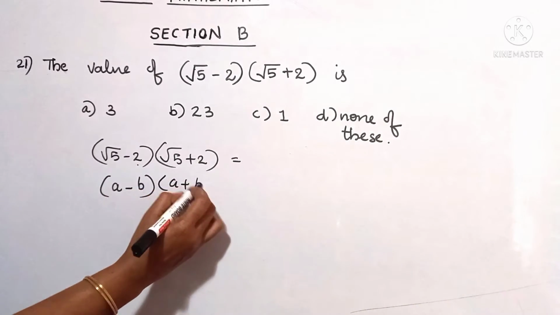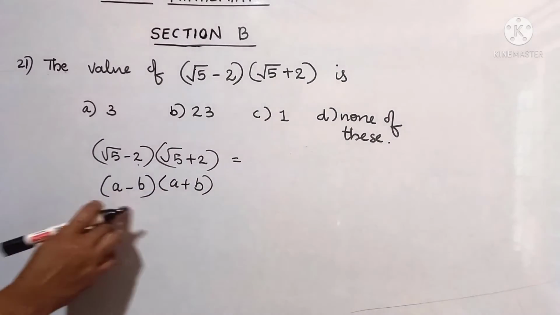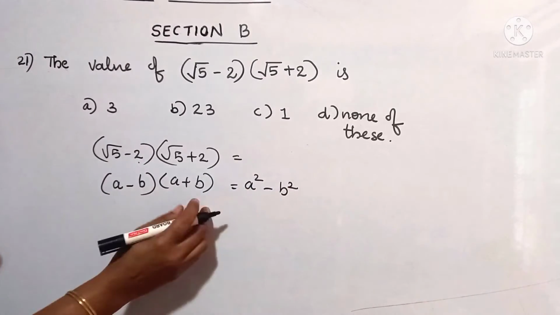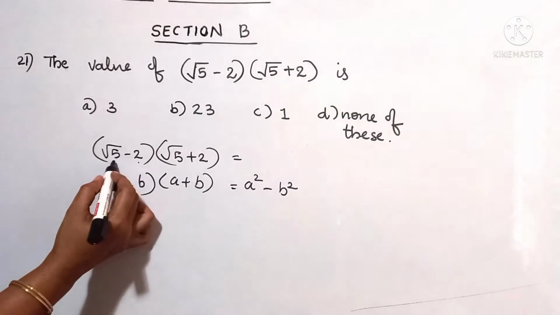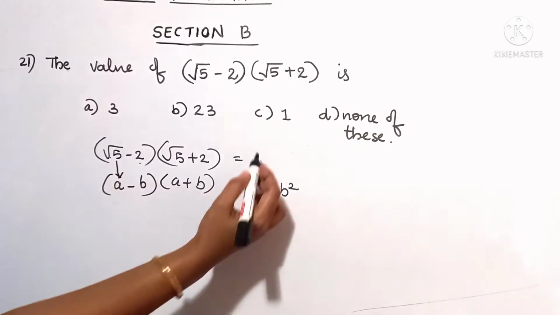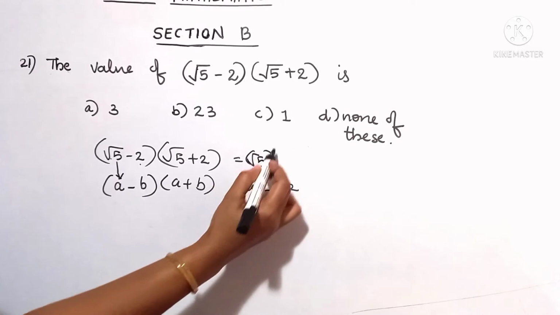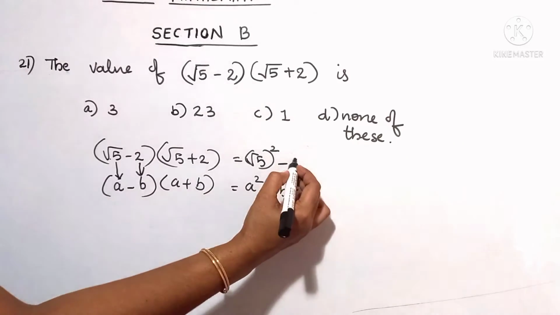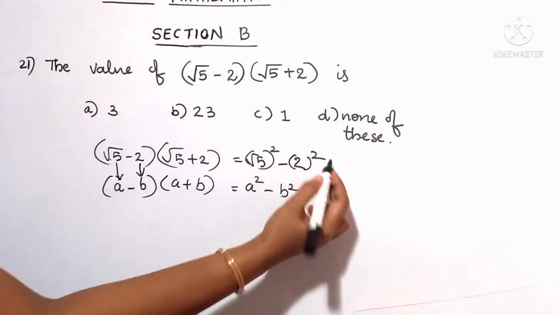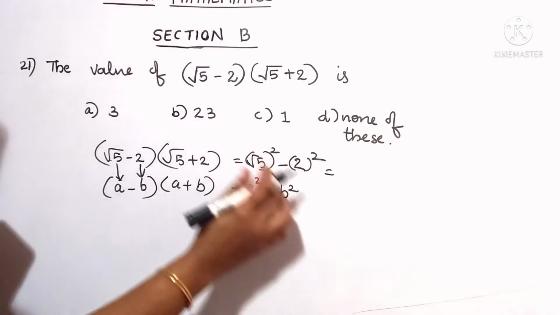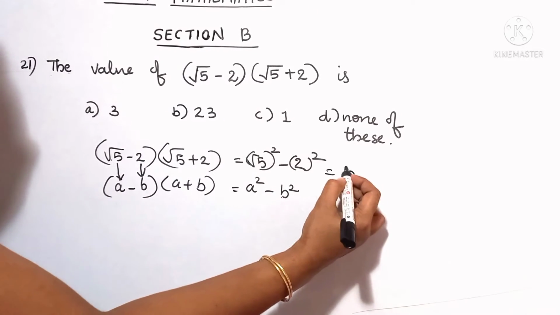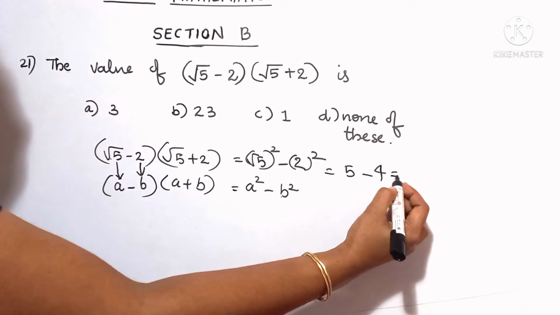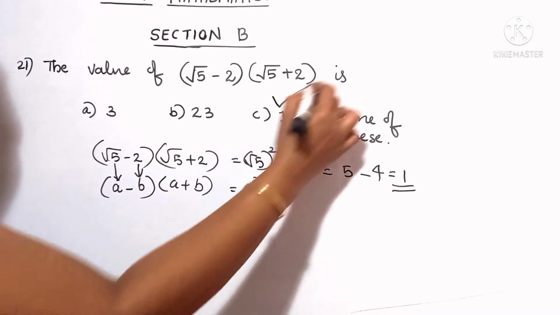Into a plus b. Here it is of the form of the identity a plus b into a minus b, that is equal to a square minus b square. So here, instead of a, it is root 5. So root 5 square minus b, which is 2 here. So substitute 2 instead of b, 2 square. That is equal to root 5 square, root 5 into root 5, that is 5, minus 2 square is 4. 5 minus 4 is equal to 1. So our answer is C.